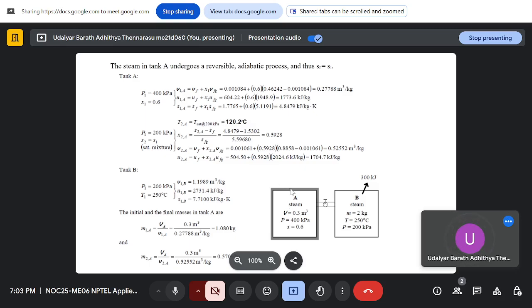Then my tank A pressure drops to 200 kilopascal when the valve is open. So at this point, this tank A has gone through a reversible adiabatic process, so my entropy remains the same. So my initial entropy and final entropy are the same. So I know the state 2 of tank A. So tank A state 2 is pressure of 200 kilopascal and the entropy is the same as the initial entropy.